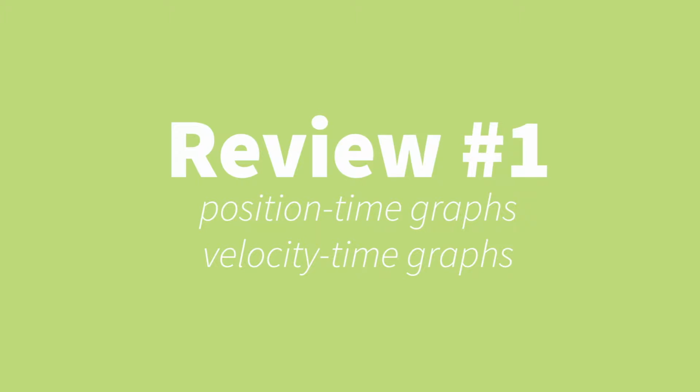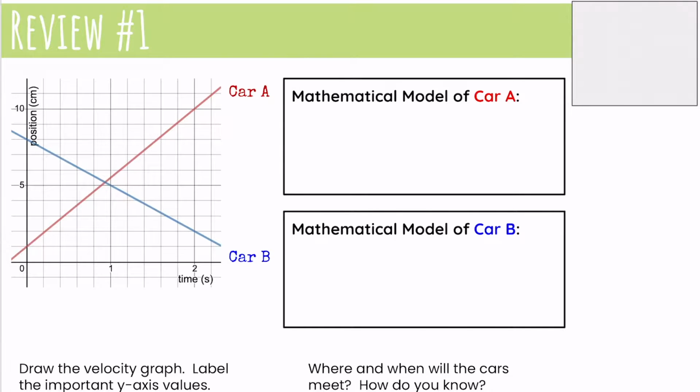Welcome back, physics students. We are going to go over review number 1 in position-time graphs and velocity-time graphs of two cars. So we have car A that's going in that direction and car B that's going in that direction. We'll talk more about what that direction is. To find the mathematical model of both cars, we have to remember what that mathematical model is. So we're going to have XF, which is final position, is equal to velocity times time plus initial position.